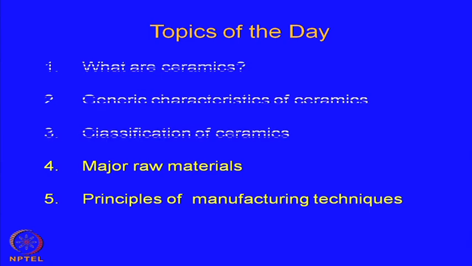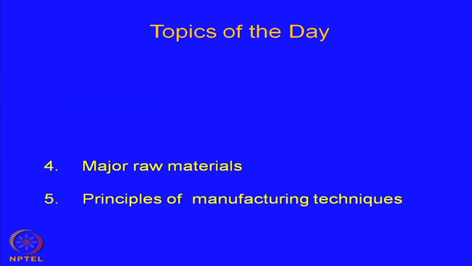This part we have just completed, but the two more topics which I intend to cover could not be covered. So, in this lecture I will be covering these 2 points: the major raw materials, how we can get the raw materials both for traditional ceramics as well as advanced ceramics, and then the basic principles of manufacturing techniques so far as ceramics is concerned. We will be discussing these points later on as individual lectures, but for the time being we will give you some introductory comments.